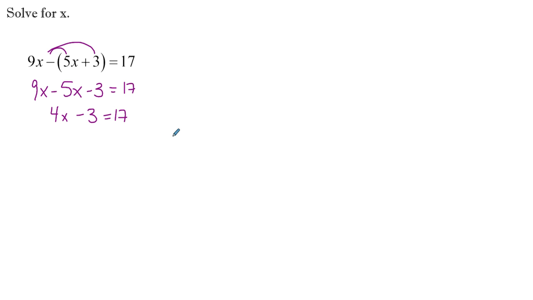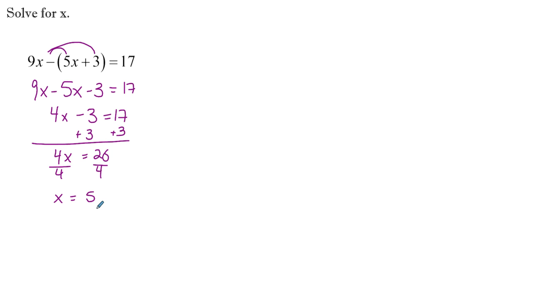Now we can start moving things over. Since we have all of our x's already on one side, I'm going to move our constant to the other side, which gives us 4x equals 20. Divide both sides by 4. And that leaves us with x equal to 5.